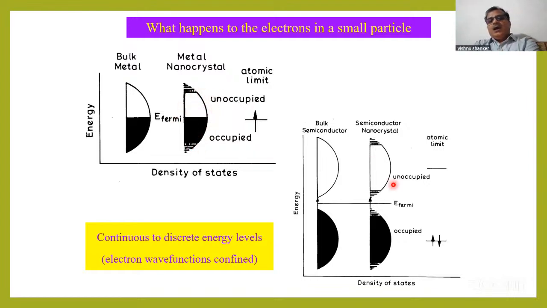Coming to the semiconducting material, the same thing happens. In the nanostructure semiconductor, the continuous band gap is there as well as discrete energy levels are introduced. That's why quantum confinement comes into the picture.